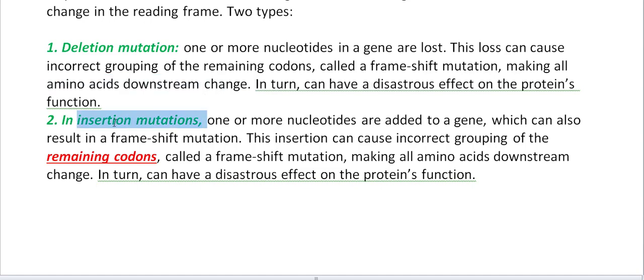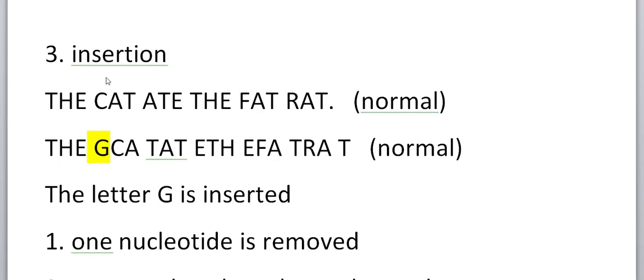Another type of frameshift mutation: one or more nucleotides are added, which can result in frameshift mutation. This insertion can cause incorrect grouping of the remaining codons, called frameshift mutation, making all amino acids downstream change. In turn, it can have a disastrous effect on the proteins. Insertion mutation is a type of the frameshift mutation.